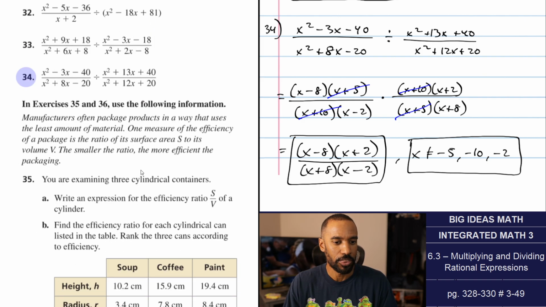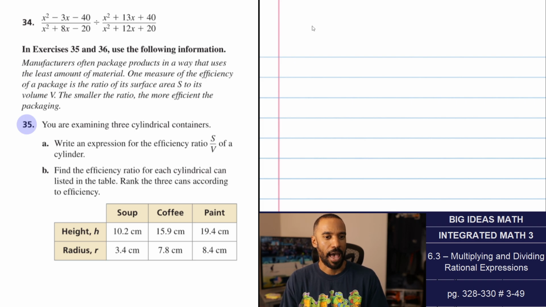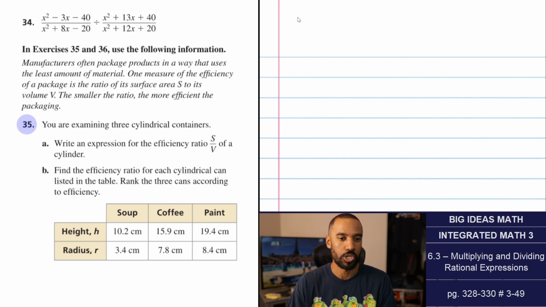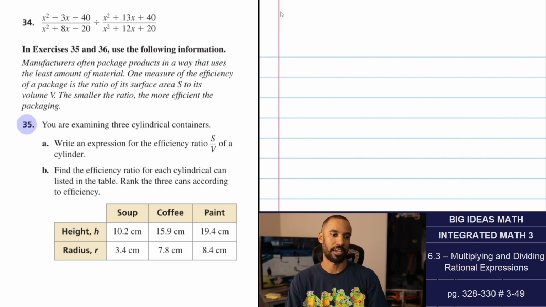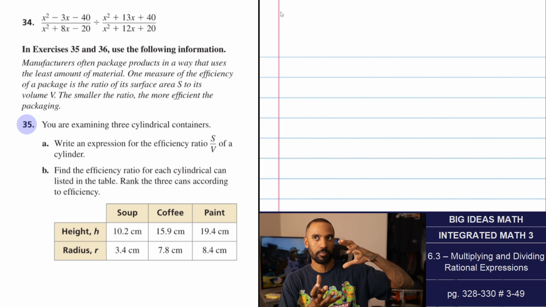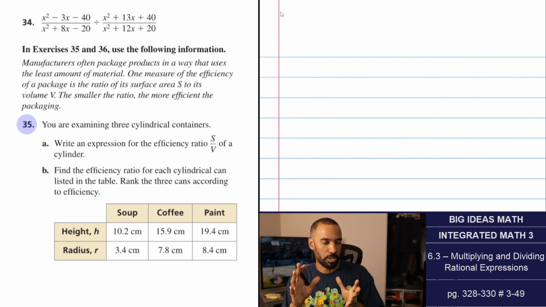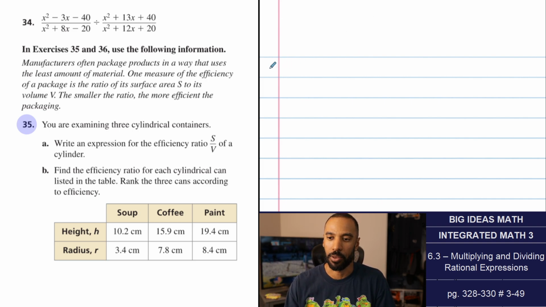Numbers 35 and 36 use the following information. Manufacturers often package products in a way that uses the least amount of material. One measure of the efficiency of a package is the ratio of its surface area S to volume V. The smaller the ratio, the more efficient the packaging. So, the smaller. Your surface area is your packaging material, volume is fitting more volume within there. Totally makes sense.